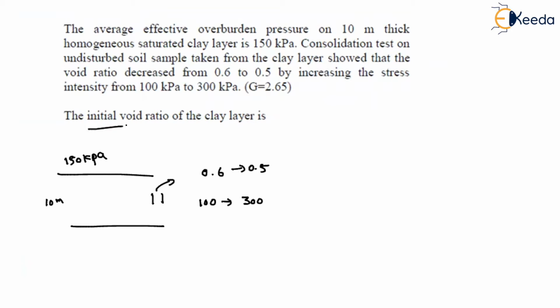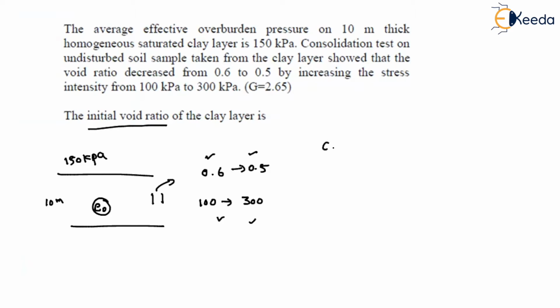Then what we have to find? We have to find out the initial void ratio. So how to find the initial void ratio here? If I know the change in void ratio because of the change in effective stress, which formula do you think will be applicable?